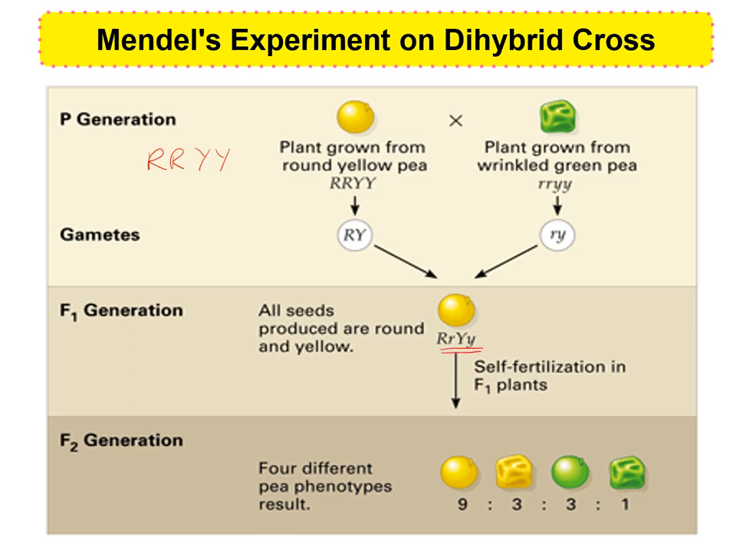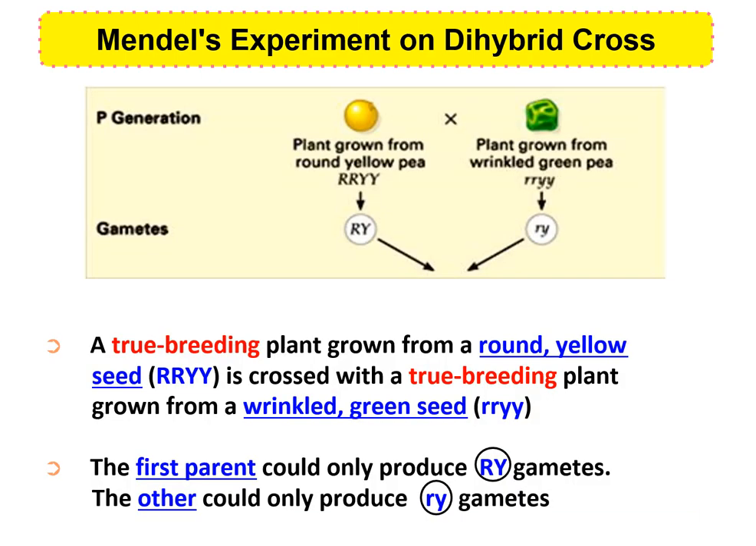So, the first generation is then self-fertilized and produces a different character. It will be explained later. A true breeding plant that grown from a round yellow seed. Okay, this is a true breed or pure breed. Sama eh, true breed dengan pure breed. It's the same thing. Round yellow seed, homozygous dominant for both traits. Dengar eh, ni homozygous dominant ni. R dominant, Y pun dominant. Cross with a true breeding plant grown from a wrinkled green seed.